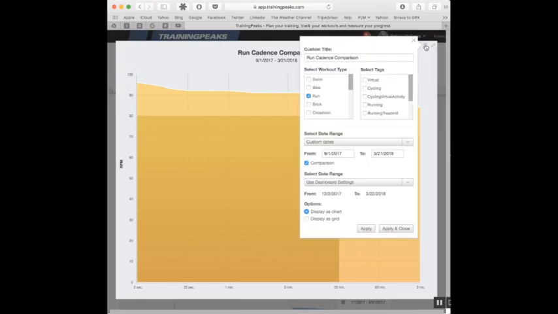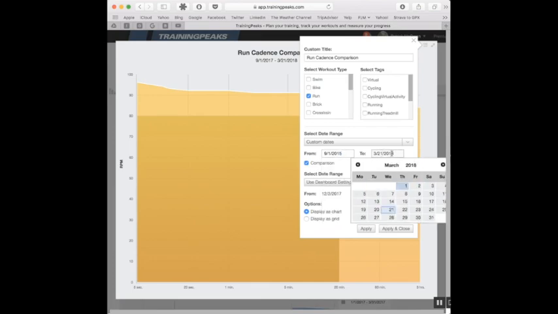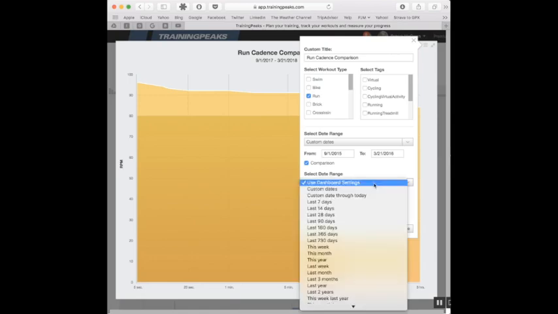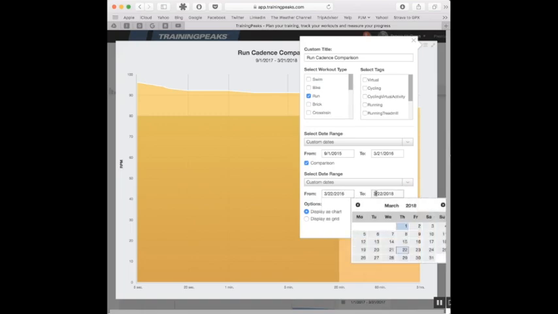Let me set this to a different date range. Let's say it's from 9/1/2015 to 3/1/2016. And then we'll do custom dates. We'll say 3/22/16 to 10/22/16.